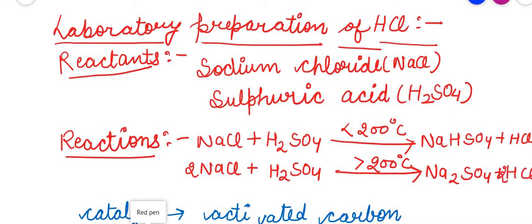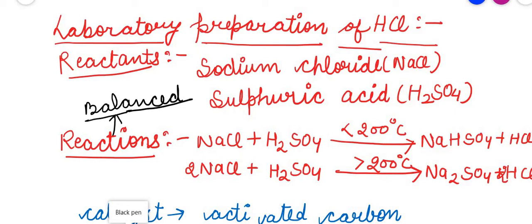Just balance the reaction. Always remember this thing, beta: whenever you write any reaction, it must be a balanced reaction. Otherwise no marks will be given for that reaction. Whether your reaction is right or wrong, we are not providing you any marks. So the reaction must be a balanced reaction.